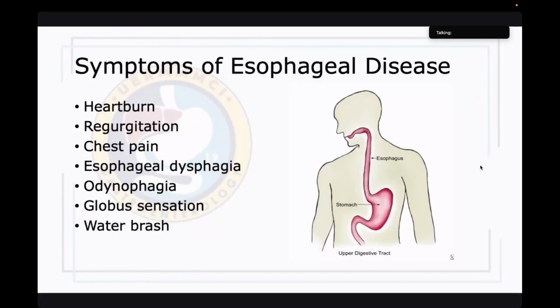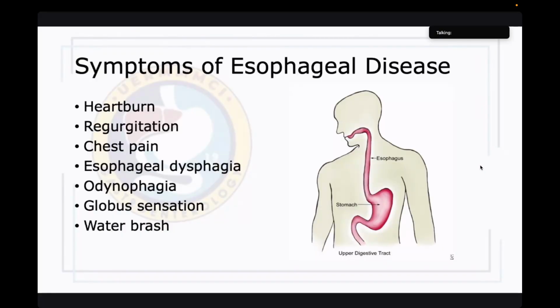And then next we have water brash. This is the sudden appearance of a sour or salty tasting fluid in the mouth. This is usually due to excessive salivation resulting from a vagal reflex triggered by acidification of the esophageal mucosa.